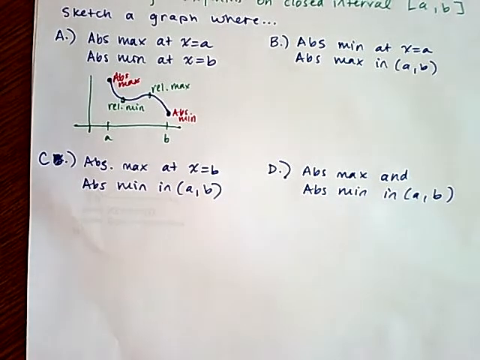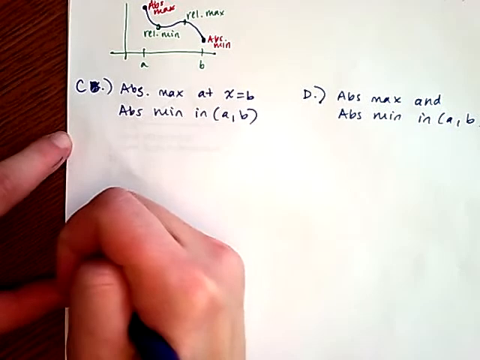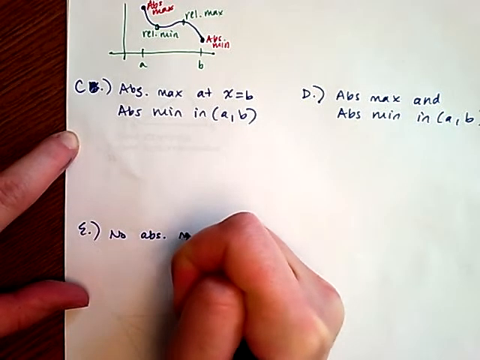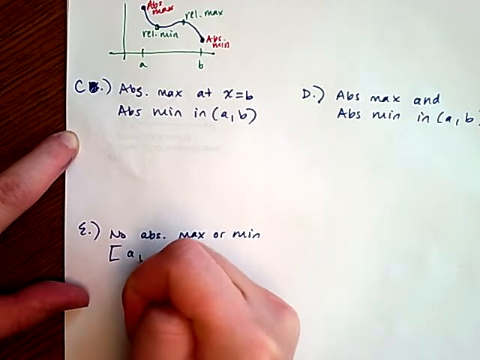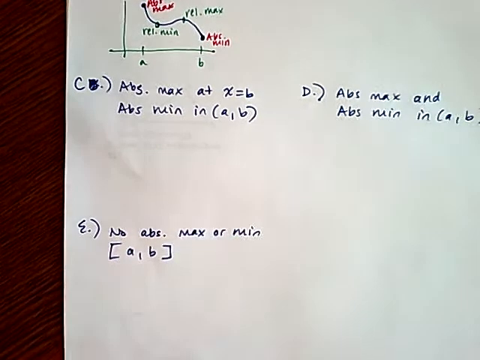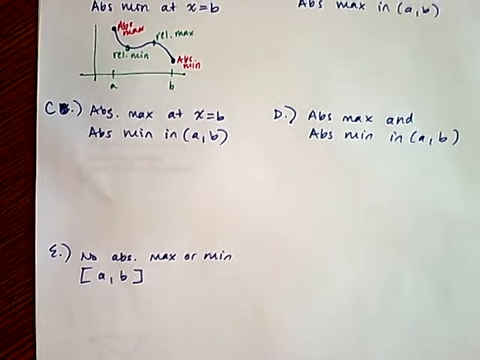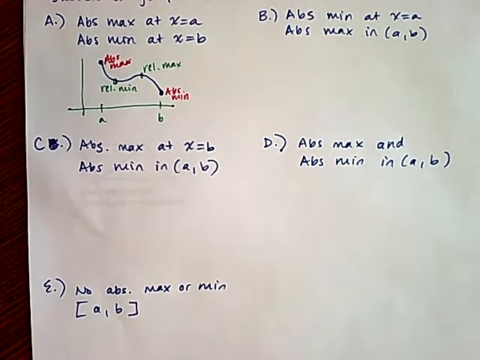The last one I want you to think about, I'm going to leave some space and then write E: no absolute max or min on the whole interval from A to B. Can you draw that graph? Okay. So pause this video and see about sketching these graphs, and then press play once you've given it a shot, and I'll run through what I think these graphs could look like.